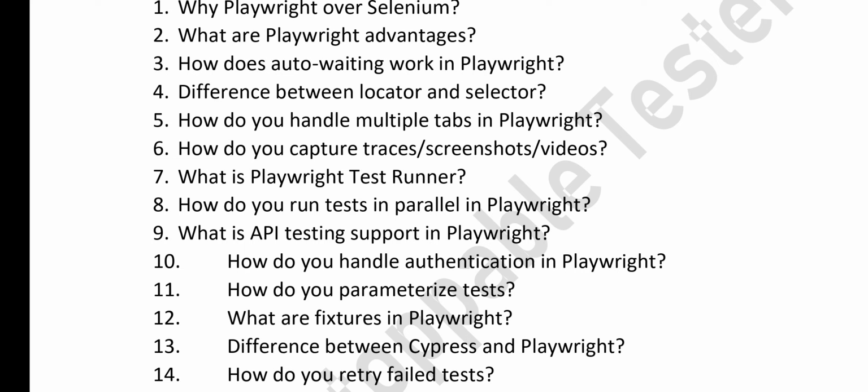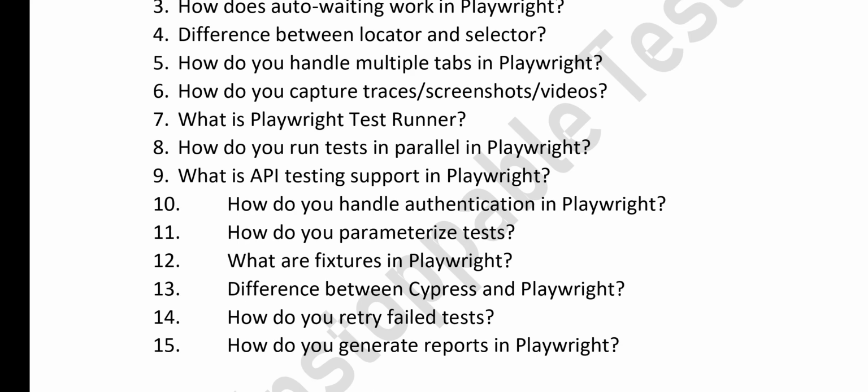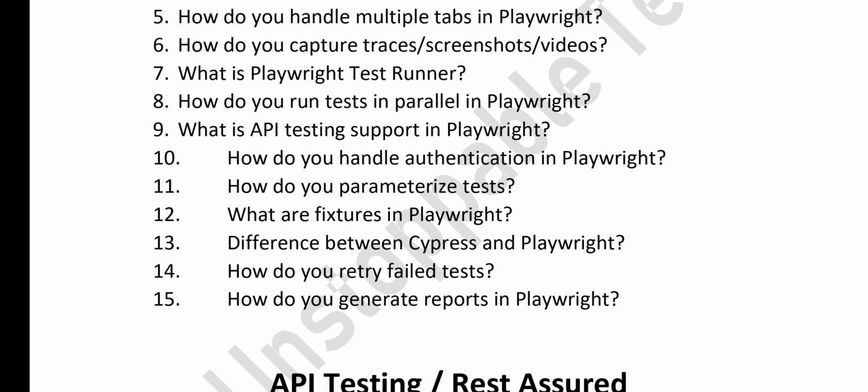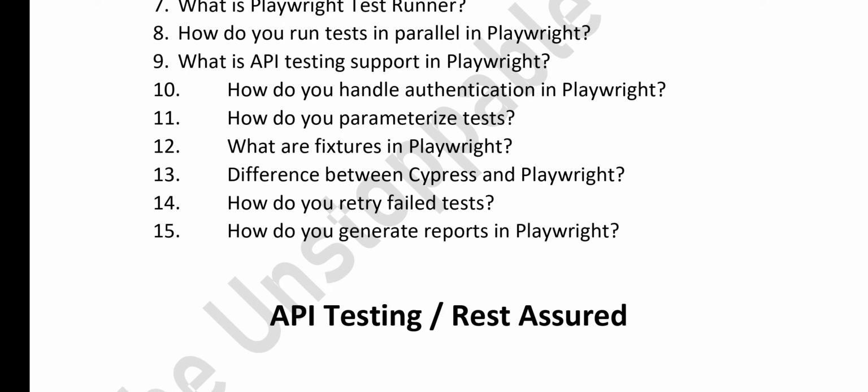What's the differences between locator and selector? How do you handle multiple tabs in Playwright? How do you capture traces, screenshots or videos? What is Playwright test runner? How do you run tests in parallel in Playwright? What is API testing support in Playwright? How do you handle authentication in Playwright?